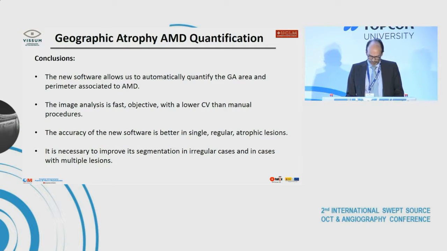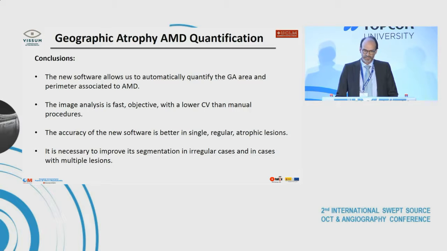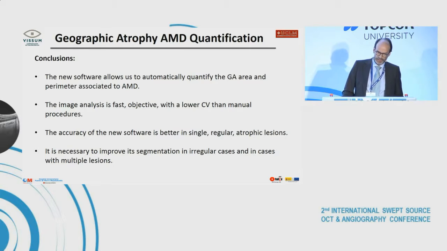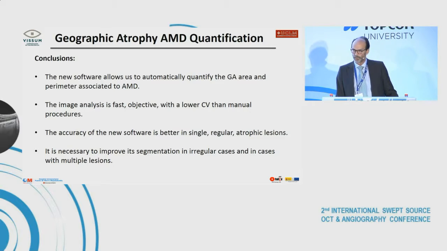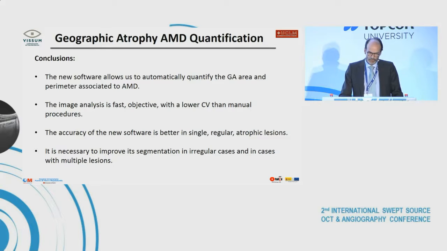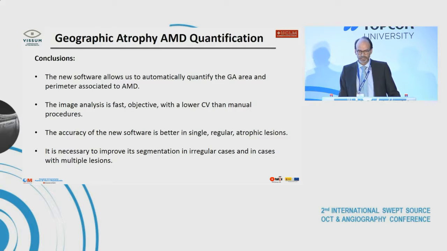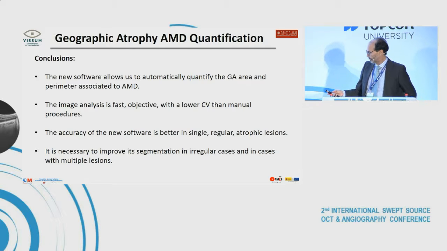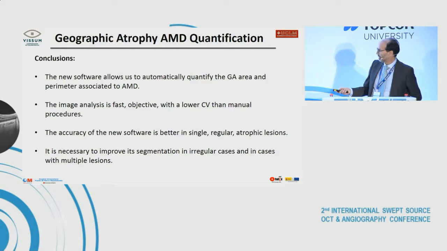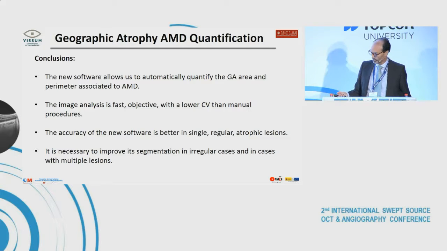In conclusion, the new software allows us to automatically quantify the GA area and perimeter associated with AMD. The image analysis is fast, objective, with a lower coefficient of variation than manual procedures. The accuracy of the new software is better in single regular atrophic lesions. It is necessary to improve its segmentation in irregular cases and in cases with multiple lesions.